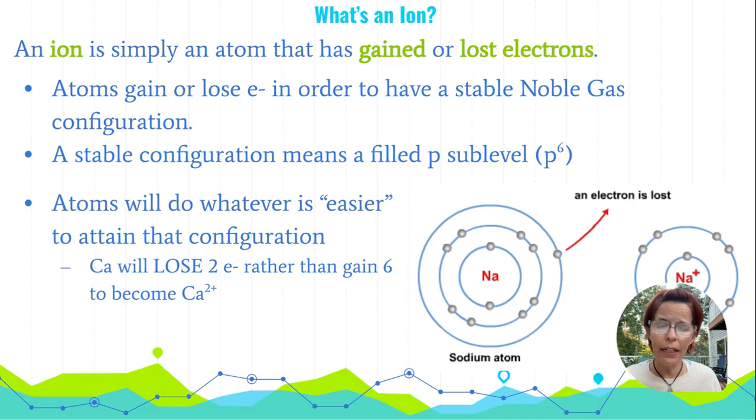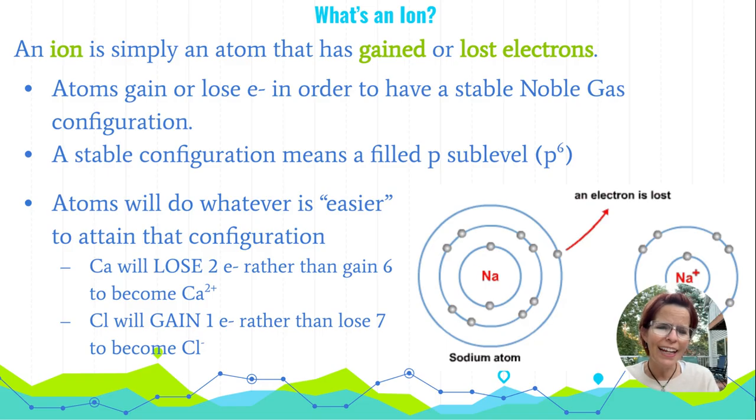Find calcium on your periodic table. It has 2 electrons in its outermost shell. It'll rather lose 2 electrons rather than gain 6 electrons. So when it loses 2 electrons, it's going to have an extra 2 plus charges in its nucleus, and it's missing a couple of electrons. So that's why we say it has a -2 charge.